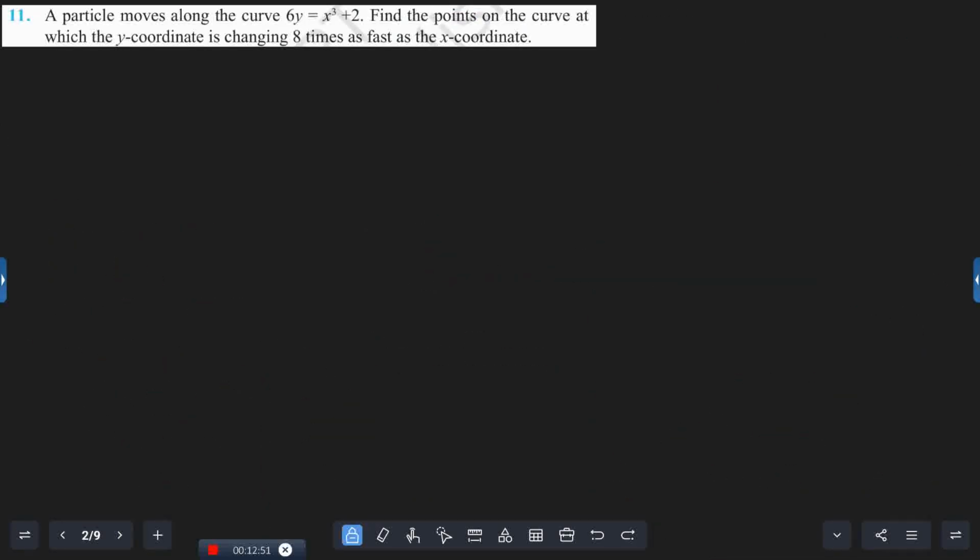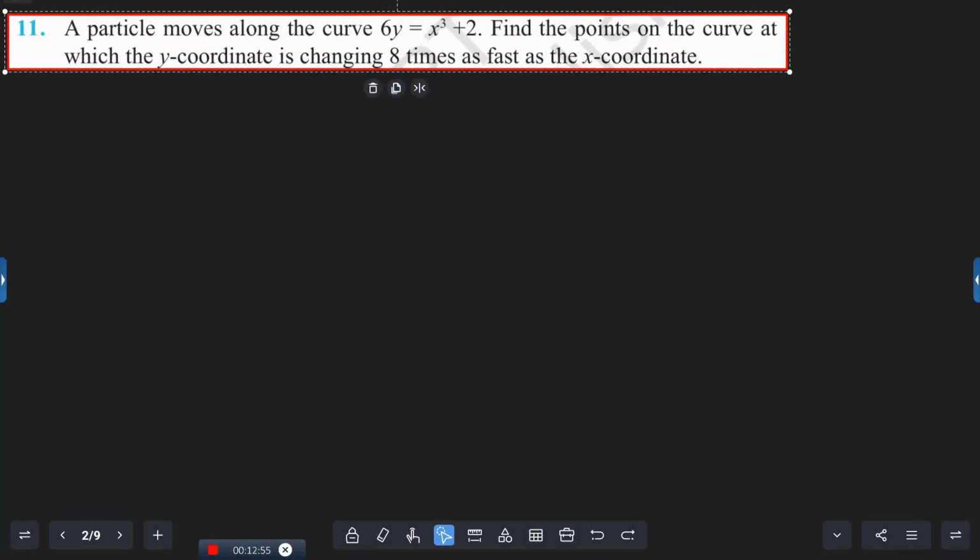Next, question number 11. So what is question number 11? We'll see. A particle moves along the curve. Here the curve is given. Listen children, till question number 10 we prepared the equation, then we differentiated it. But here the curve is given. The given curve is 6y equal to x cube plus 2.